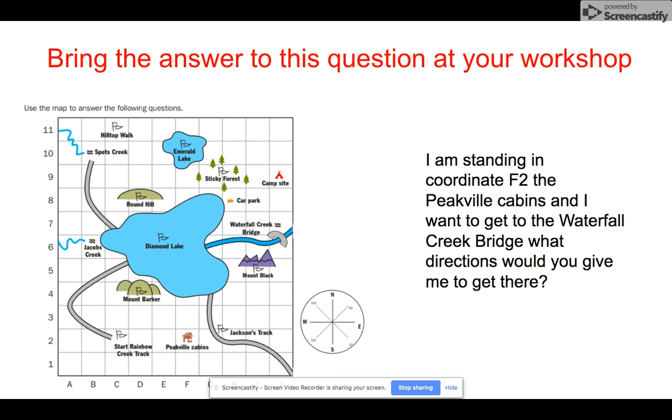I'm standing in the coordinates F2, the Peakville Cabins, and I want to get to the Waterfall Creek Bridge. What directions would you give me to get there? So make sure you bring the answer to your workshop.